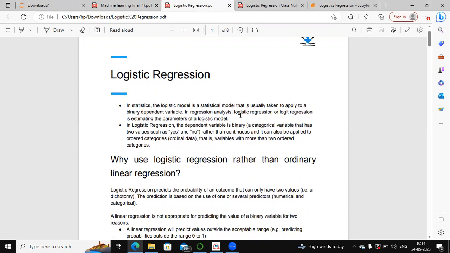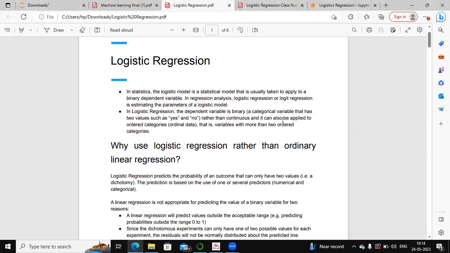In regression analysis, logistic regression or logit regression is estimating the parameters of a logistic model. In logistic regression, the dependent variable is binary, that is, the output will be yes or no, like that. A categorical variable that has two values, such as yes or no, rather than continuous, and it can also be applied to ordered categories as well, that is, variables with more than two ordered categories.